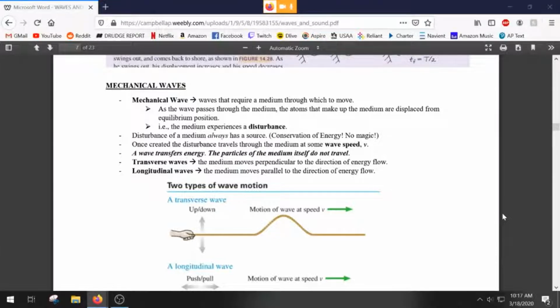Now, keep in mind, because a wave is energy, a wave has to have a source. Think back to conservation of energy. Nothing can magically appear or disappear. The universe is not a magical place.